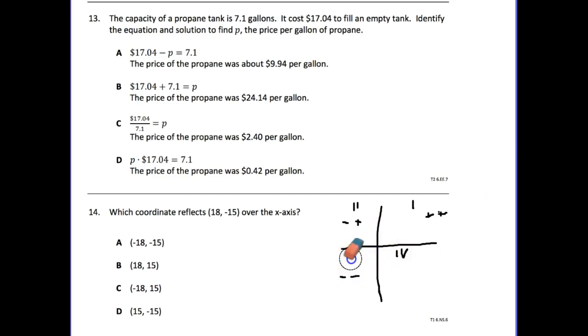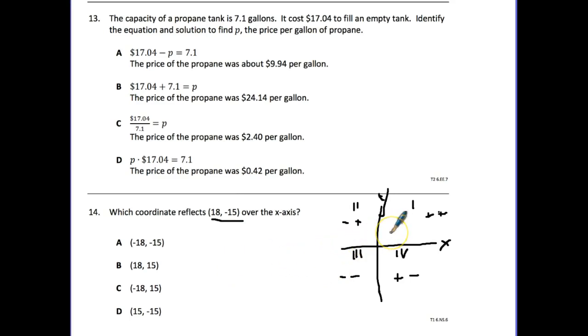And this actually looks like it's 1 plus 1. That's not what I want. I want Roman numeral 3. Okay? And X is positive, Y is negative. Well, which coordinates reflect 18, X is 18, Y is negative 15 over the x-axis? This is your x-axis. This is your Y. Remember when we did reflections?